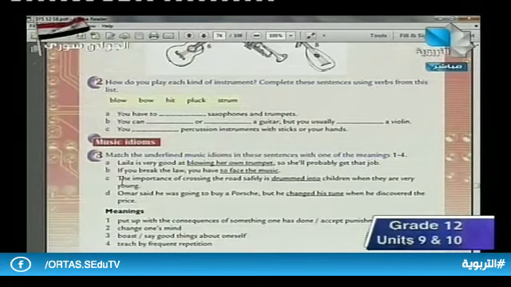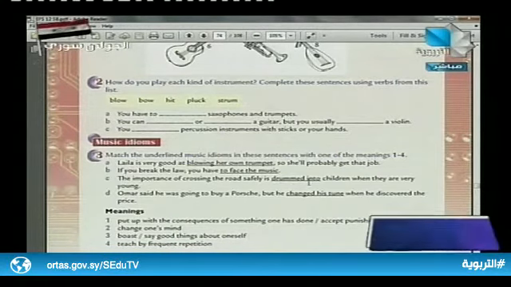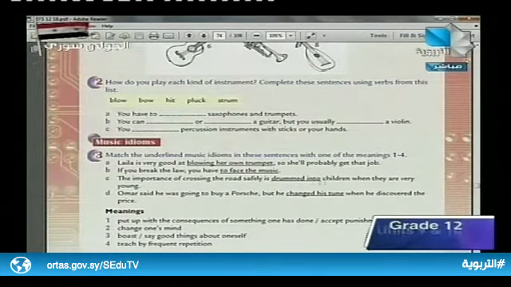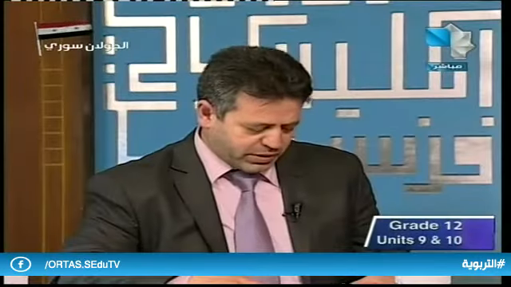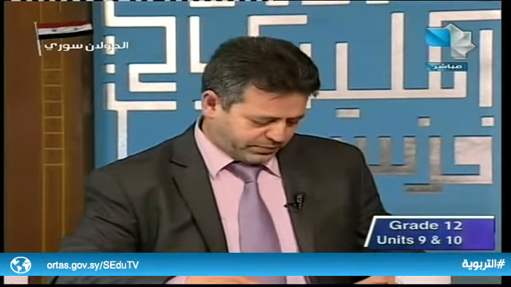What about the next one? The importance of crossing the road safely is drummed into children when they are very young. The idiom is "drummed into". It means to teach by frequent repetition. So here, the importance of crossing the road safely is taught to children by repeating. Taught them how? To cross the road safely. So when we say drummed into, it means to teach by frequent repetition.